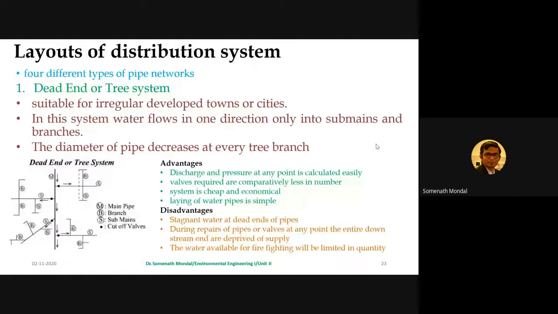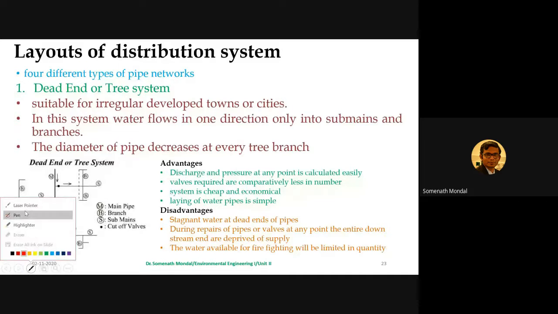Now, as I mentioned before, there are predominantly four different types of pipe networks. So we'll be discussing them one by one. So we have the dead end or tree system. From the schematic diagram you should be able to understand that the dead-end system is also known as the tree system. In this case there will be one main pipeline, known as the main pipe, which is denoted as M in bold.